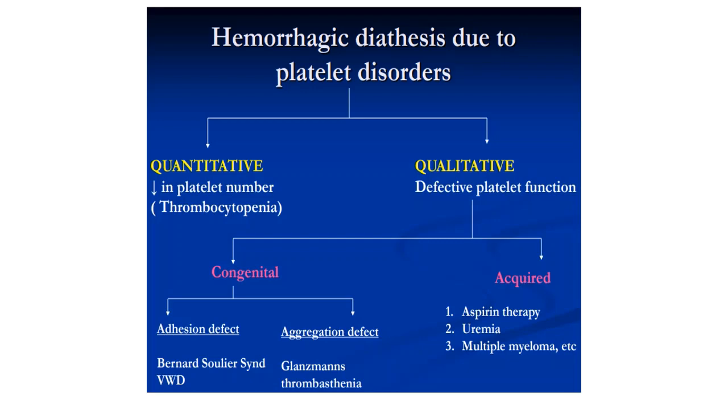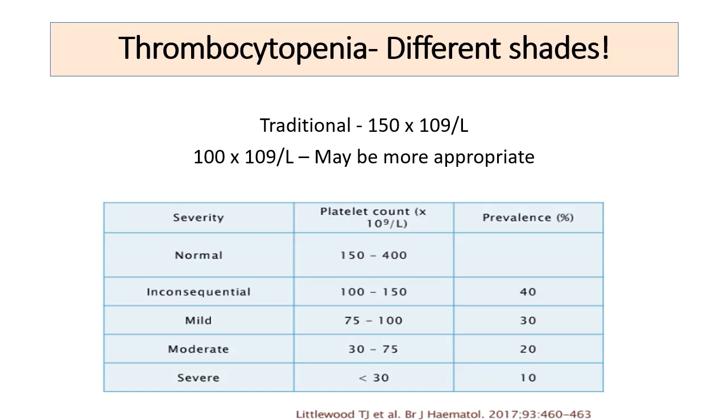Hemorrhagic diathesis due to platelet disorders can be of two types, quantitative and qualitative disorder. Quantitative being a decrease in platelet number, or thrombocytopenia, and qualitative being a defect in platelet function. Now we'll be looking at the quantitative defects, or thrombocytopenia. Thrombocytopenia is traditionally a platelet count less than 1.5 lakhs. However, a platelet count of less than 1 lakh may actually be a more appropriate definition for thrombocytopenia.